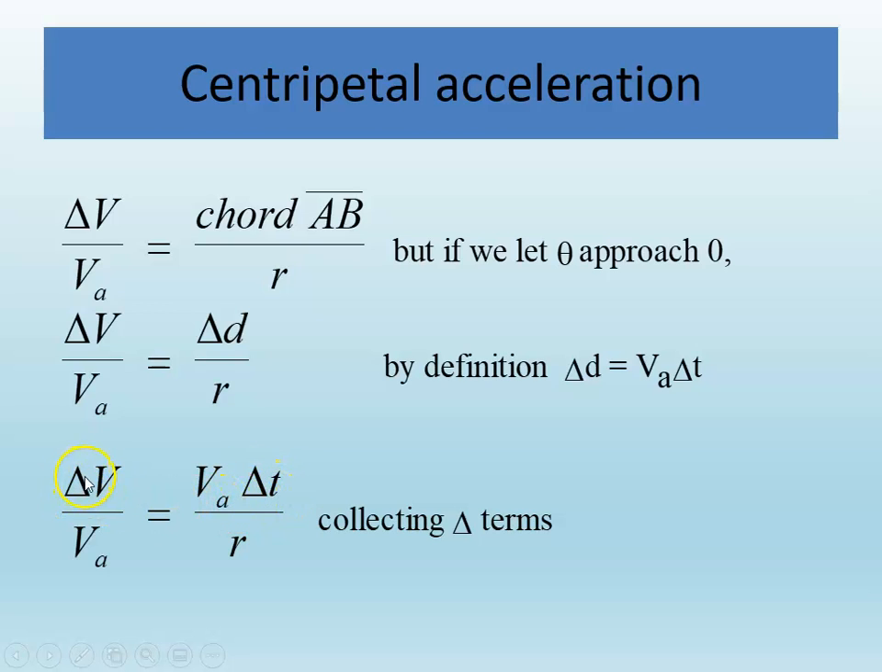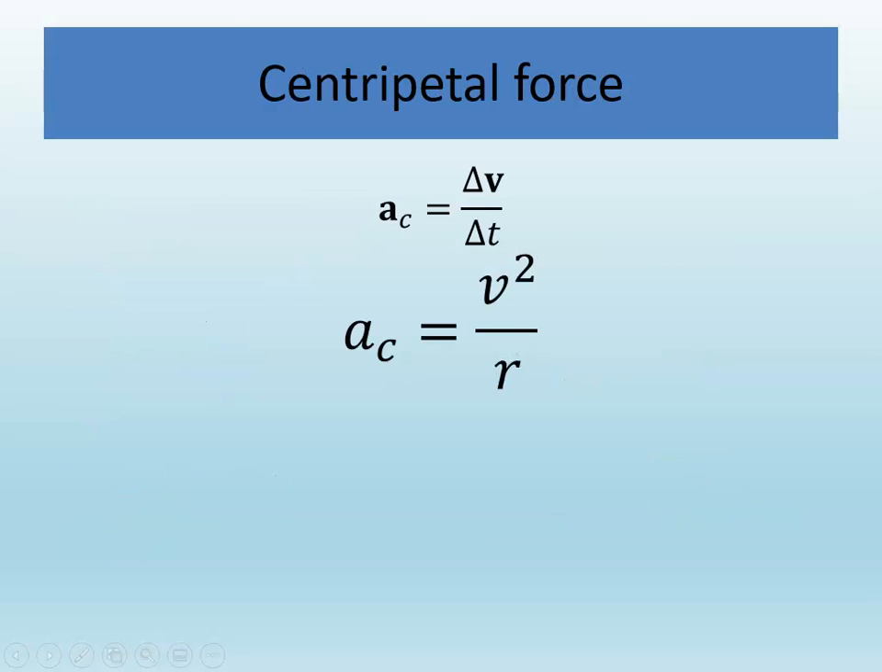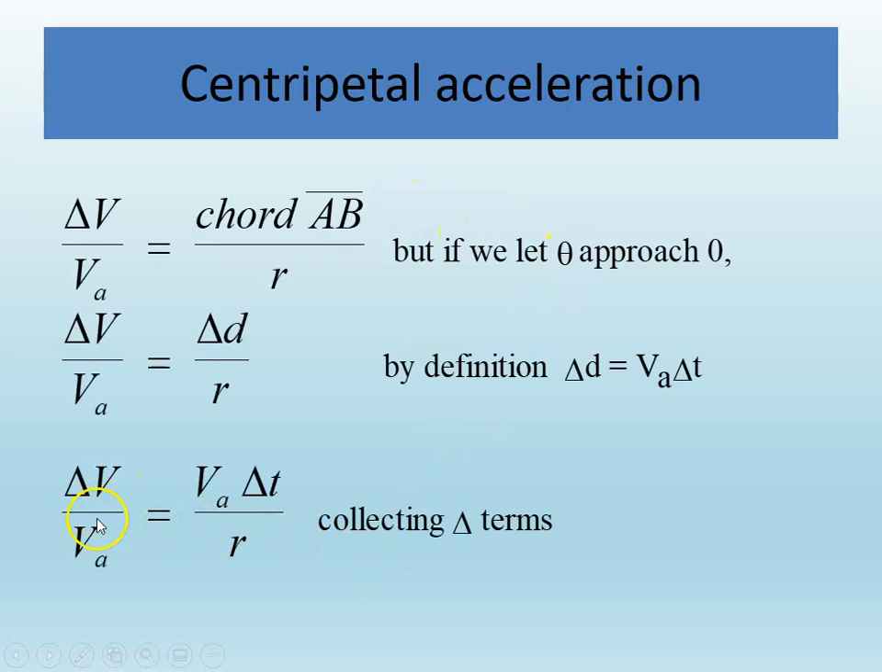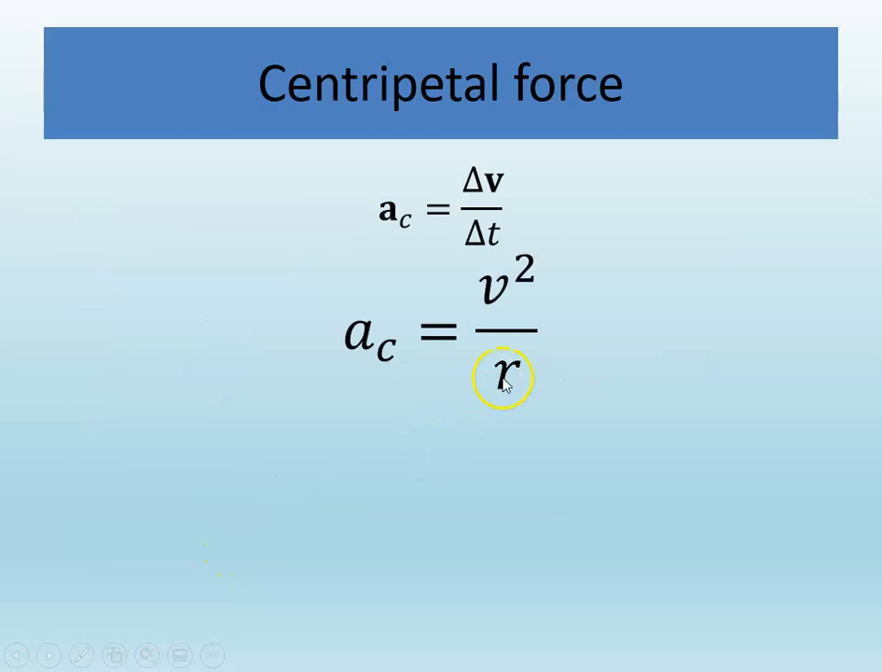Well, that's kind of cool. Delta v divided by delta t, I know what that is. That's acceleration. It's the acceleration we need. So when we multiply both sides by the v, we got the v squared term, and the r is left over. So there is our formula for centripetal acceleration. That's the formula for the acceleration of any object that is undergoing uniform circular motion.